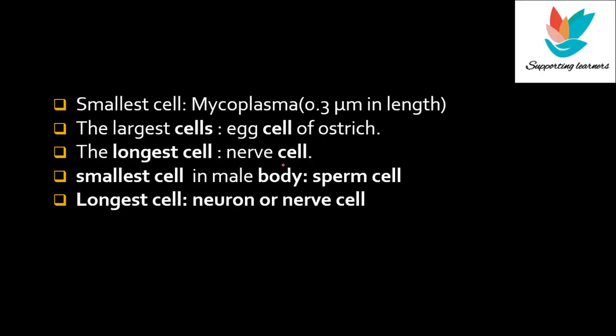So summing up this whole slide, the smallest cell is mycoplasma, that is 0.3 micrometer in length. The largest cell, egg cell of the ostrich. Longest cell, nerve cell. Smallest cell in the male body is the sperm cell, right? And the longest cell is the neuron or the nerve cell.